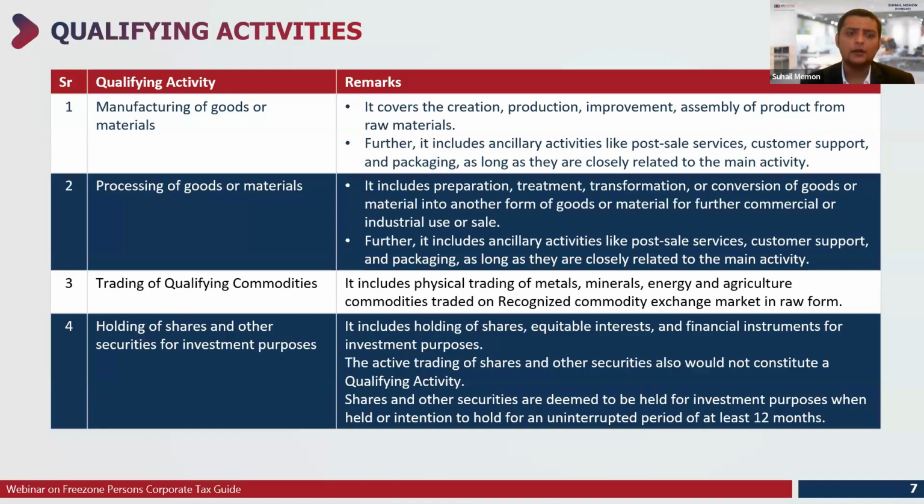Another important point is holding of shares. What comes to my mind here is the substance requirement. If you are holding the shares, it means that you don't need any employees over there. But the important example given in the guide is that when you are doing this activity, you need to take care that the board meeting is held in a free zone. Even an online meeting done from somewhere else would not be covered. So board meeting minutes and proper documentation to prove the substance become necessary.